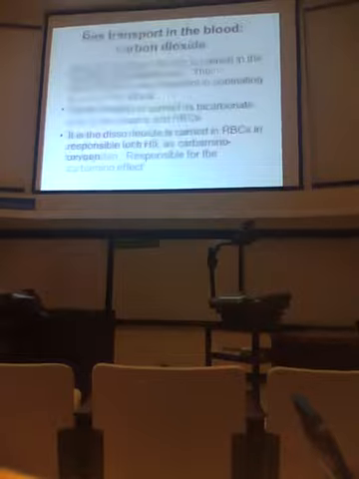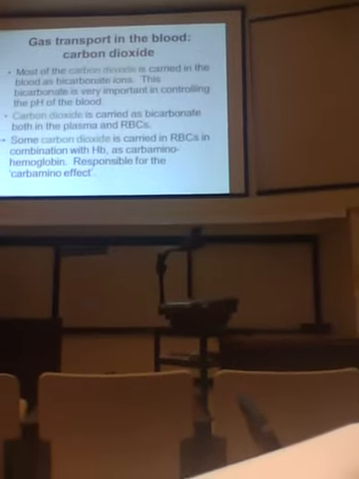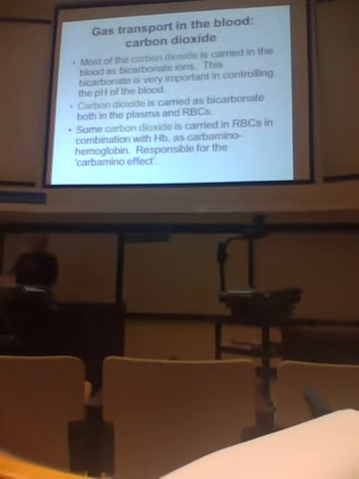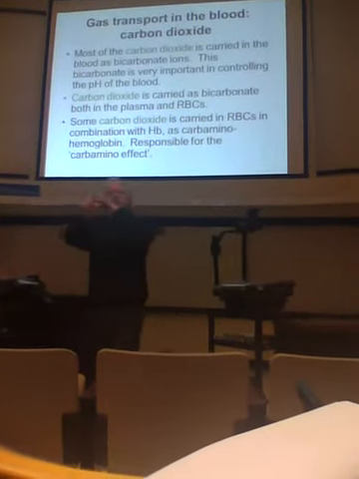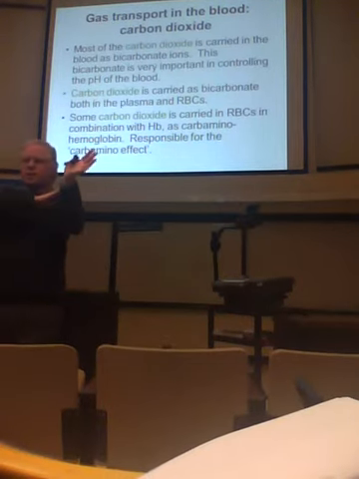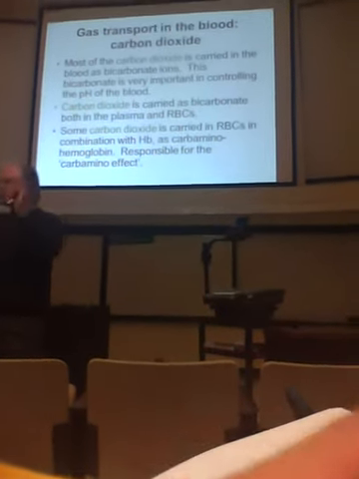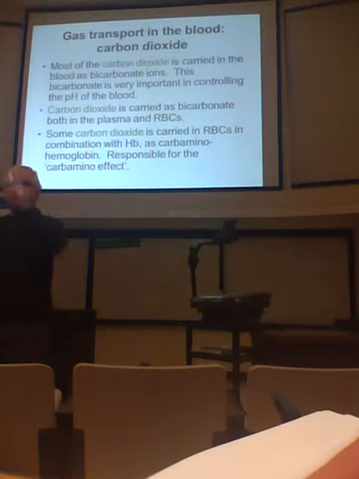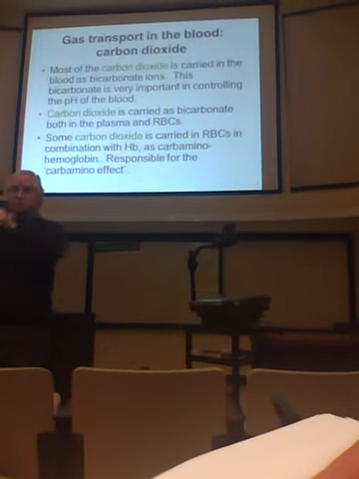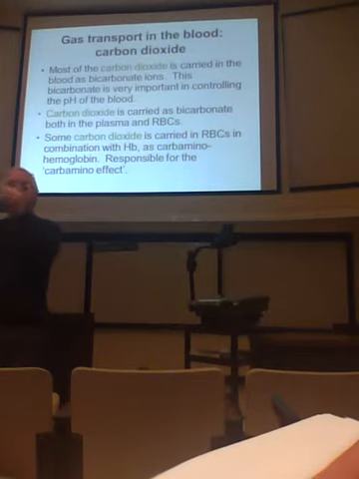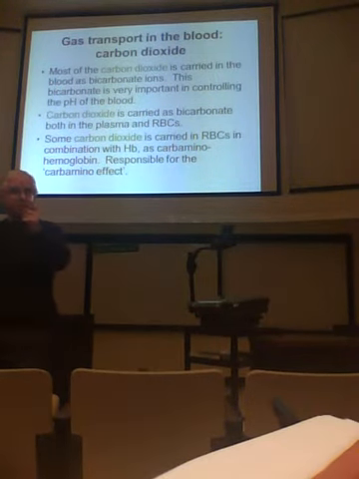Okay, so that was the oxygen. Here are the statements about the gas transport in the blood of carbon dioxide. So what I've said, and what this says is, now think about oxygen. Go back, just cast your mind back to oxygen. Oxygen is transported in two places, on hemoglobin and dissolved in the plasma. Think about what I said about carbon dioxide.